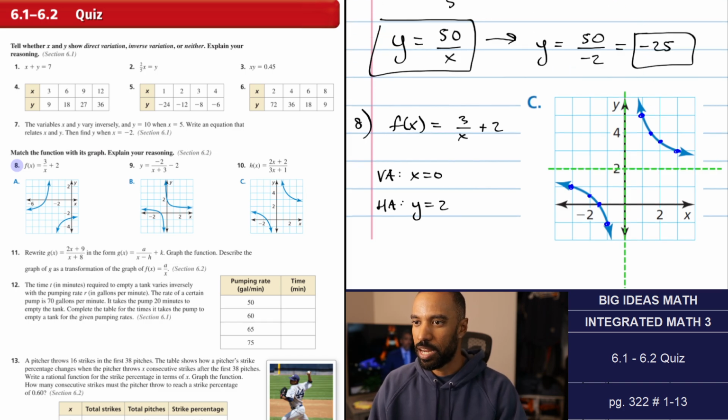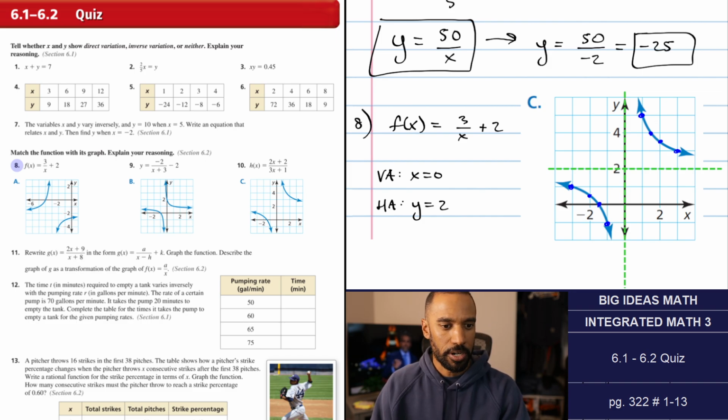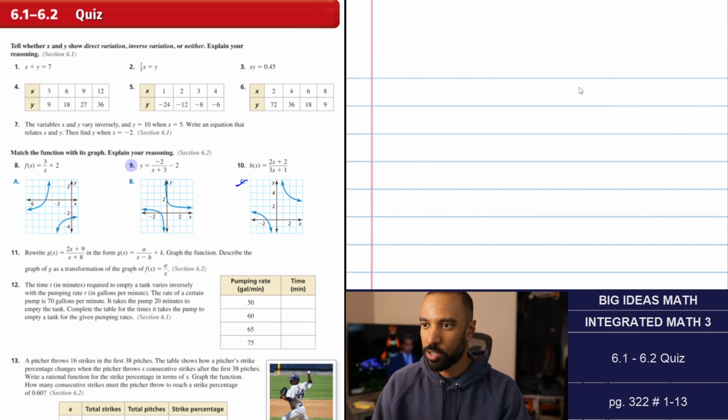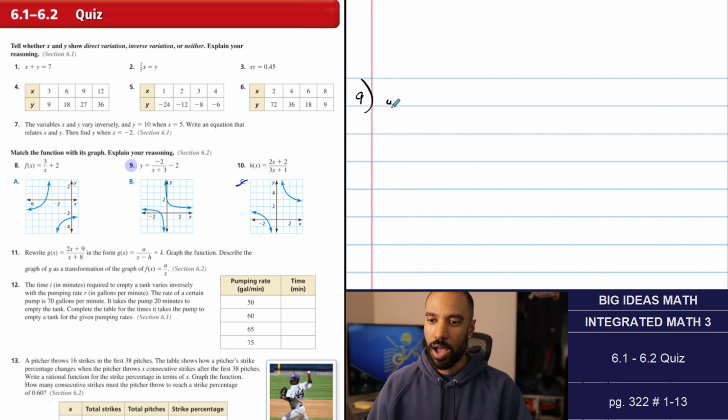Let me get graphs B and A ready as I move on to the next page. But we do have number 9 next. So that was C, right? C gone. Number 9. Pasting this over because I need them later. Let's get them. Number 9, we have y equals negative 2 over x plus 3 and then minus 2.